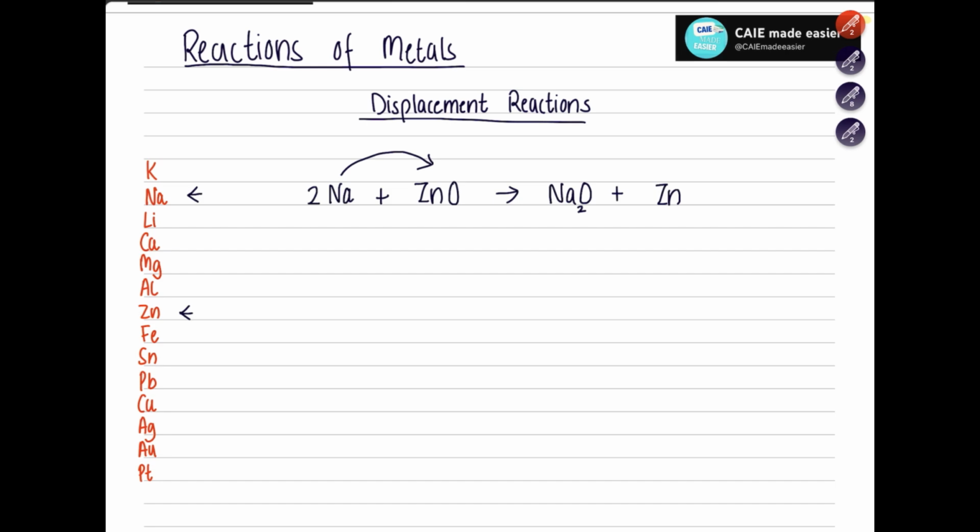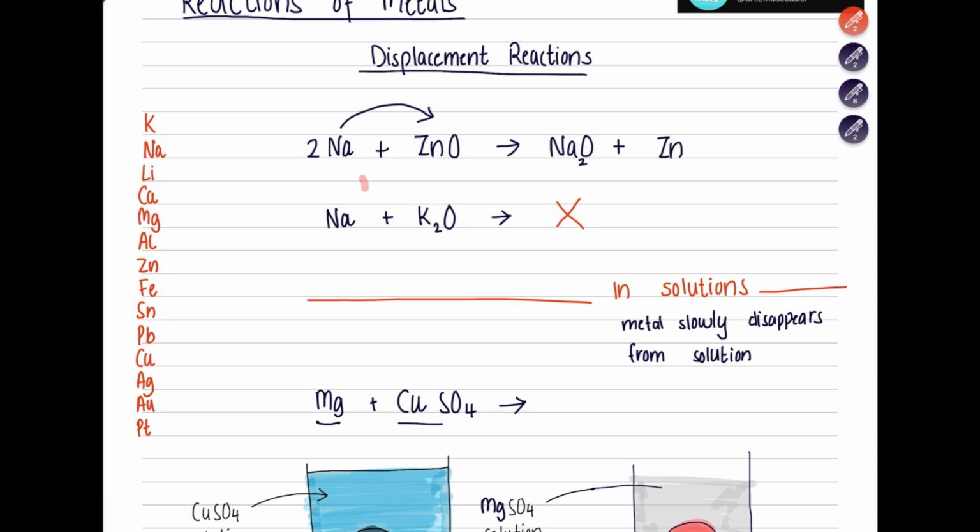Now, what if we had sodium, but this sodium was reacted with potassium oxide? If we compare sodium with potassium, we can say that potassium is more reactive. So there is going to be no reaction. What happens if a displacement reaction occurs in solution? Basically, the metal slowly disappears from the solution.